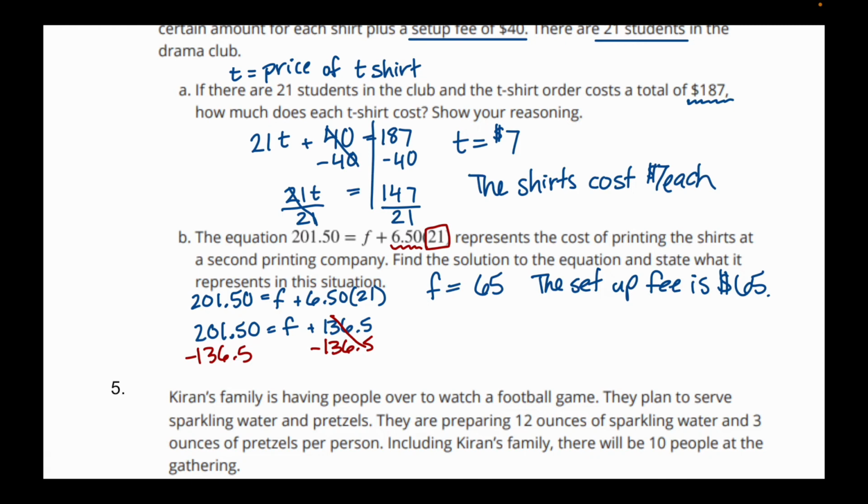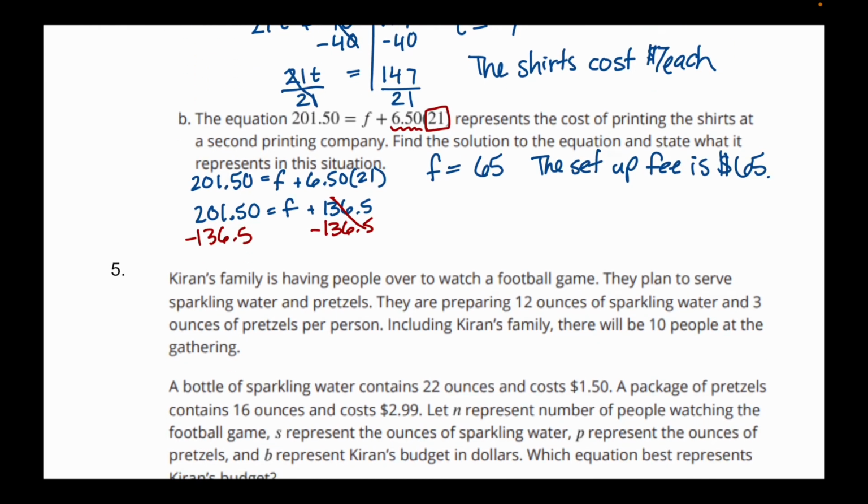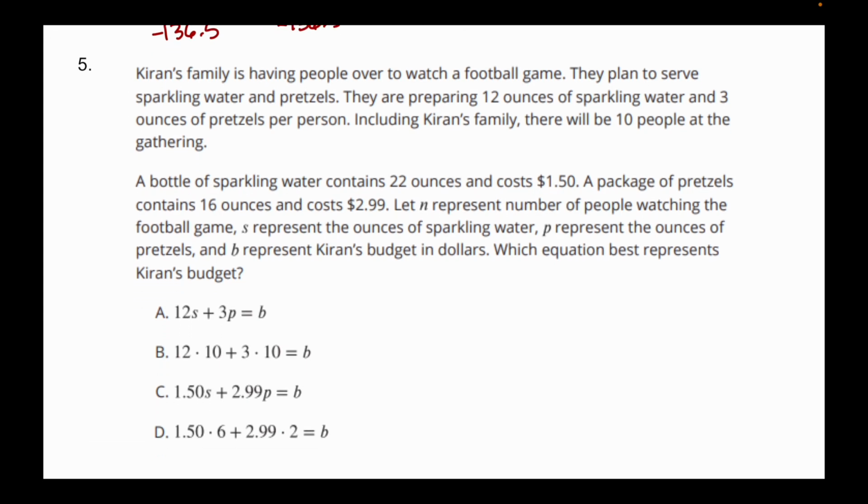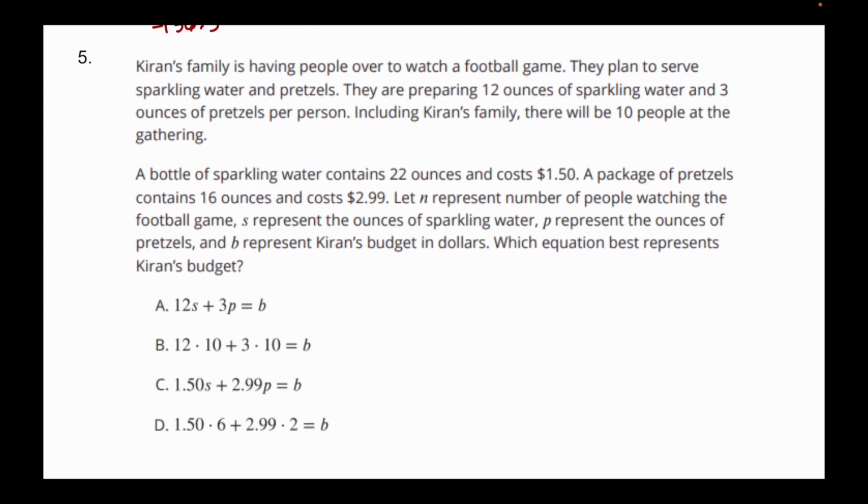Okay. Now for question 5, I'll put a box around this because this is my numerical answer. For question 5, we have Kieran's family having people over to watch a football game. They plan to serve sparkling water and pretzels. So more serving drinks and food. They're preparing 12 ounces of sparkling water and 3 ounces of pretzels per person. Including Kieran's family, there are 10 people at the gathering. So a bottle of water contains 22 ounces and costs $1.50. Package of pretzels contains 16 ounces and costs $2.99.